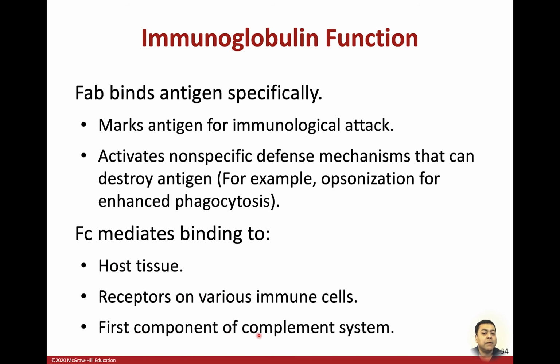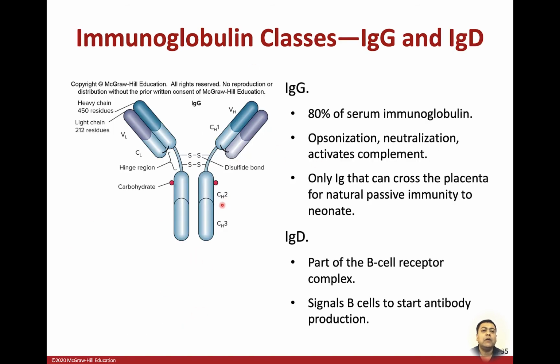And this is the first component of the complement system as well. That means this constant Fc region needs to be recognized by the first complement component in the classical pathway to trigger the immune response. So Fc does have a function as well. Here we are looking at two of these immunoglobulin classes, and there are five classes of immunoglobulin.